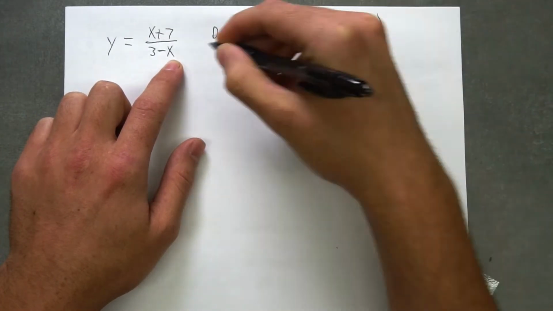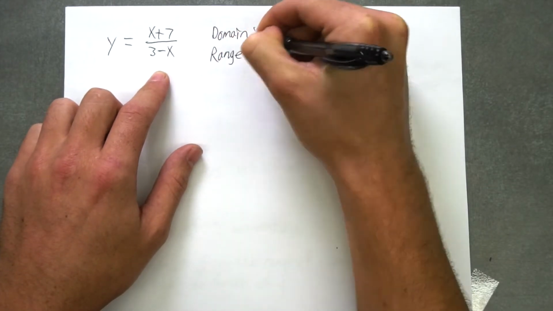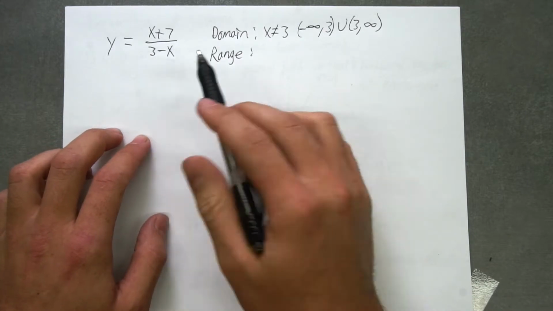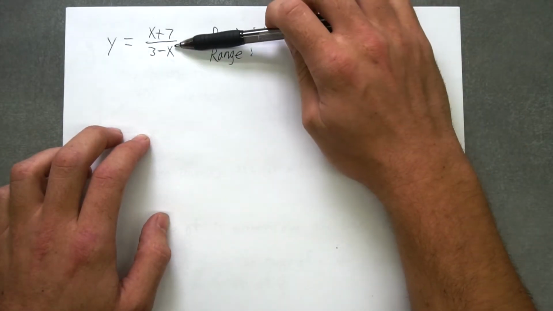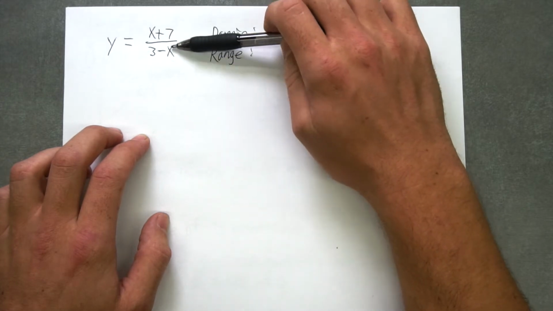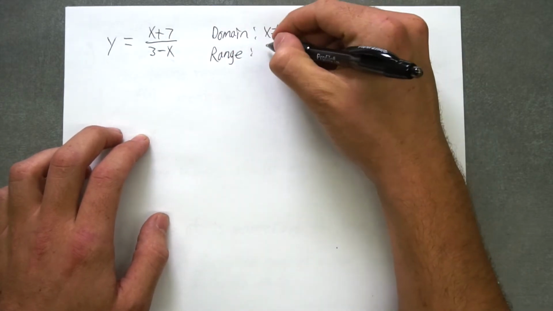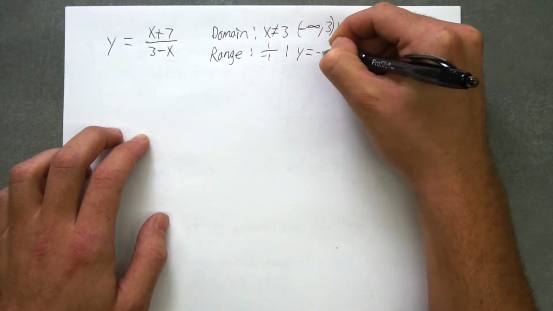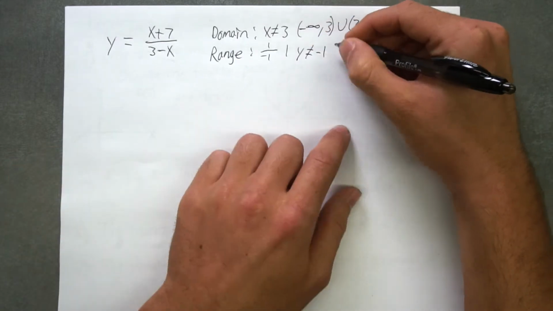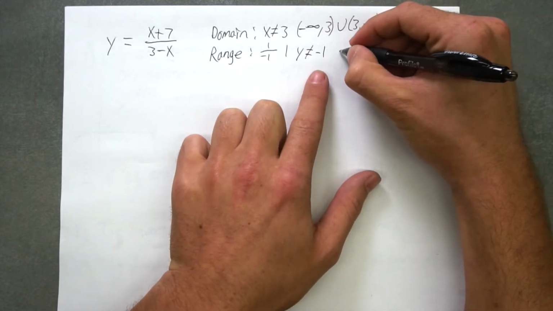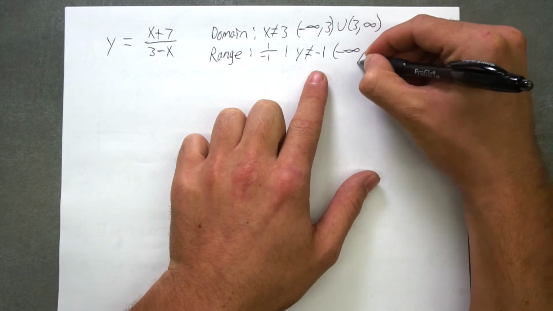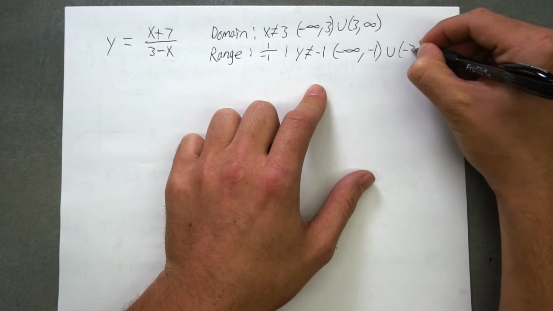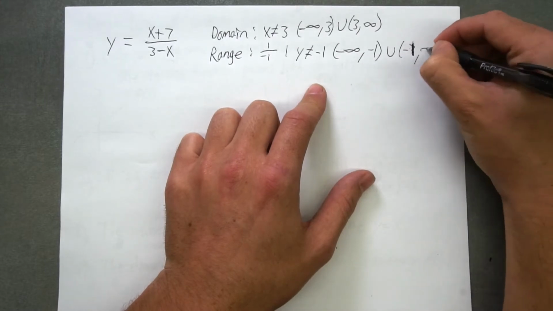So our domain is going to go from negative infinity to 3, not including 3, union 3 to infinity. Now our range, in this case, is going to be the horizontal asymptote. We can use the rule where we take the highest degree and the coefficients of the highest degree in order to find it. So we would get 1 over negative 1, or negative 1. So y cannot equal negative 1. So our range is going to be from negative infinity to negative 1, union negative 1 to infinity.